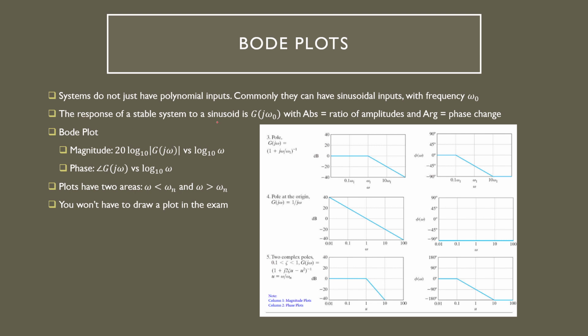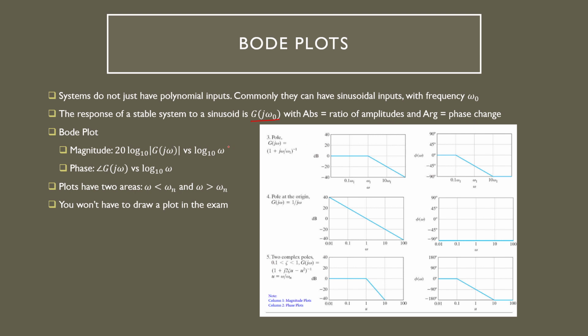And the response is pretty simple. You don't actually have to do any fancy magic. All you need to do is figure out G of j omega naught. G of j omega naught is a complex value once you evaluate it, and the magnitude of the value will give you the ratio of the amplitudes, and the argument of the value will give you the phase change.